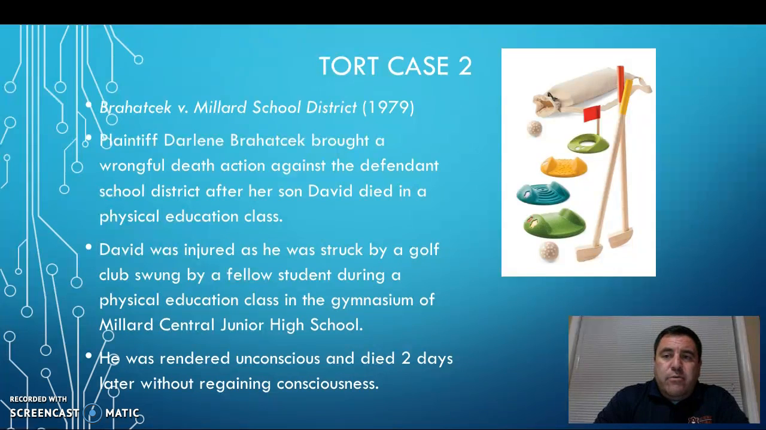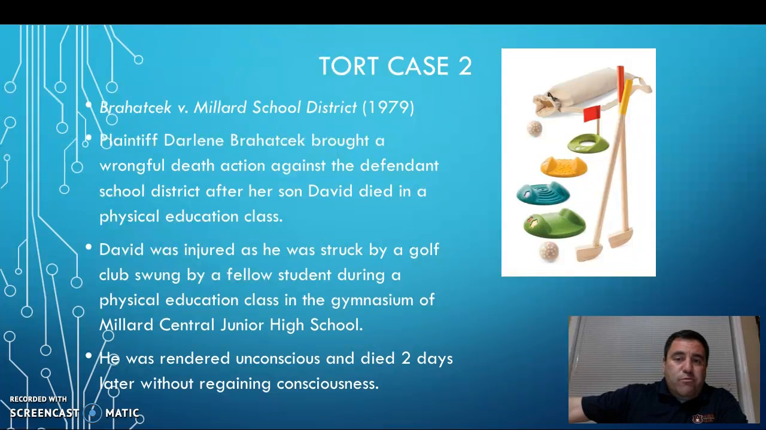It was raining, they were indoors, and at the time, from what I read, golf was a mandatory course. They don't have those anymore, at least not where I went to school. Anyways, they were indoors and they were practicing golf swings. And from what I read, there were some instructors around. Like I said, they were inside.